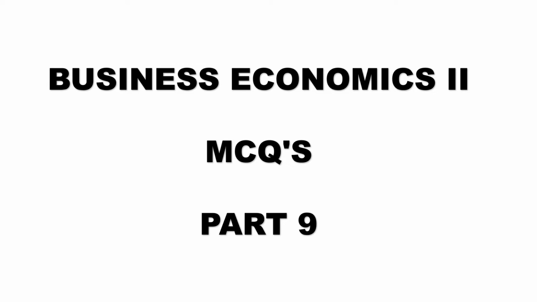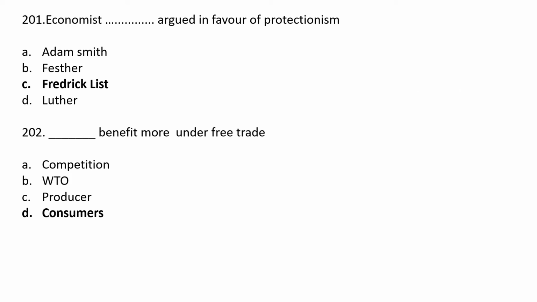Business Economics 2 MCQs Part 9. Economics dash argued in favor of protectionism. Option A Adam Smith, option B Feathers, option C Frederick List, option D Luther. The correct answer is option C Frederick List.